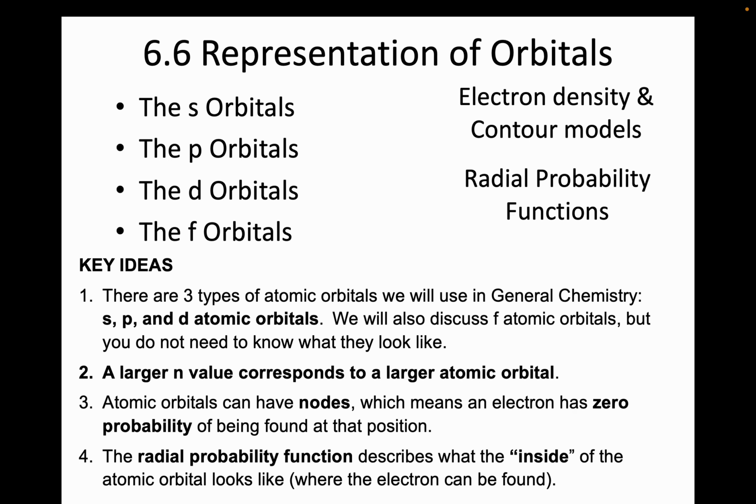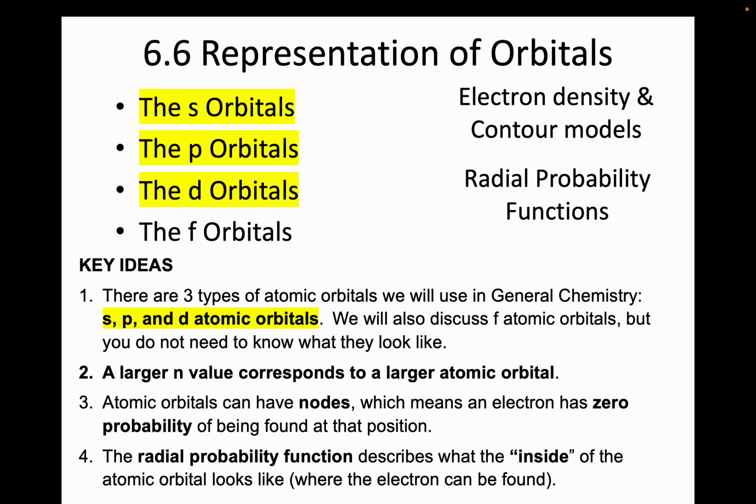If we're thinking about what these atomic orbitals now represent, how do we visualize them? How do we communicate their shape? We want to think about different ways of representing them, including contour models and the radial probability function. And I find that there's 4 key ideas to think about with this. The first key idea is that there are going to be 3 types of atomic orbitals we use a lot in this course: s, p, and d atomic orbitals. So we need to know their shapes. We will also discuss and use f atomic orbitals, but you're not responsible for knowing what all their shapes look like.